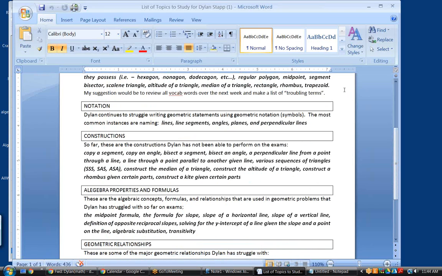Cool. All right. Segment bisector. Segment bisector is... cuts the segment into 2 equal parts. Yeah. In other words, the segment bisector breaks the segment into 2 equal parts at a midpoint. Basically. Yeah. What's a scalene triangle?